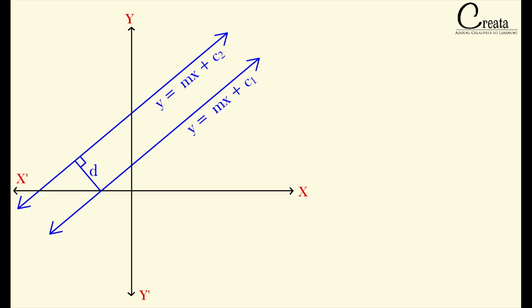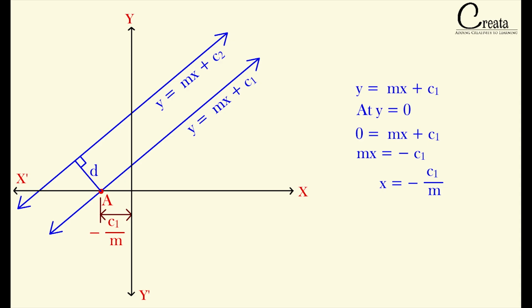If somehow we are able to find any point on the first line, then we can apply our previous formula and find the distance between the point and the line. Okay, got it? Moving further, can we find the x-intercept of our first line? Let's denote the point A as the x-intercept of the first line. At the x-intercept, y will be 0. So let's put y as 0. We got x as minus c1 by m. That is, the coordinate of point A is (minus c1 by m, 0).